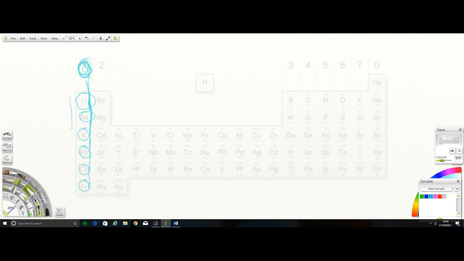So what we're showing here is a trend. The trend is as follows: the further you go down group 1, the more reactive the elements become. And of course, we're reacting them with water.